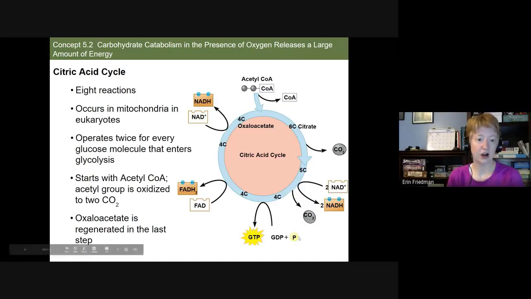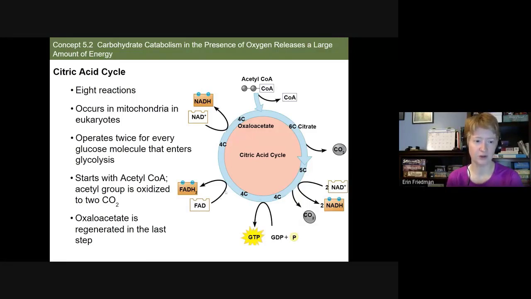We're then going to take off a phosphate. We're going to smack it on this molecule called GDP. GDP is like ADP, but it's a guanine instead of an adenine. Right. This GTP molecule is ultimately going to get used to make ATP. So GTP is the direct product, ATP is the indirect product.